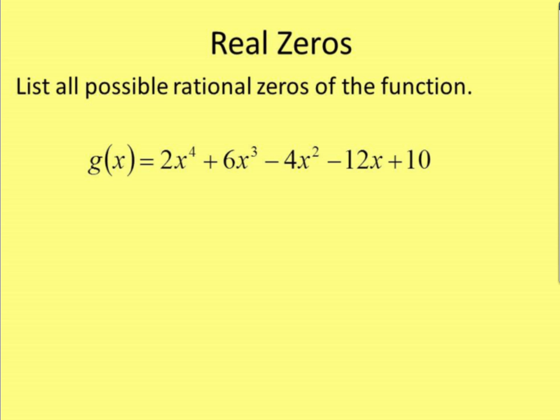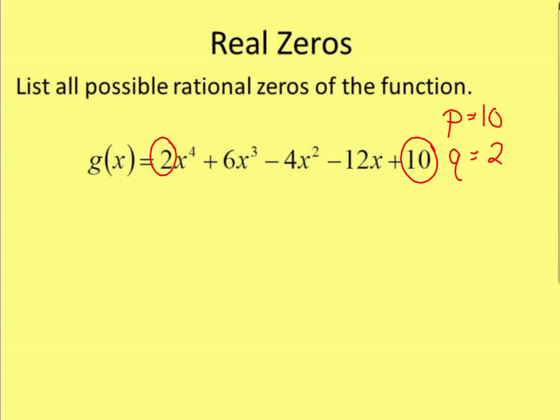So we need to list all the possible rational zeros of the function. First, we need to make sure that this polynomial is written in descending order. So we have the largest exponent first and our constant value last. This one is written in the correct order. So remember, your p value is your constant, which in this case is 10. Our q value is your leading coefficient, which is 2.